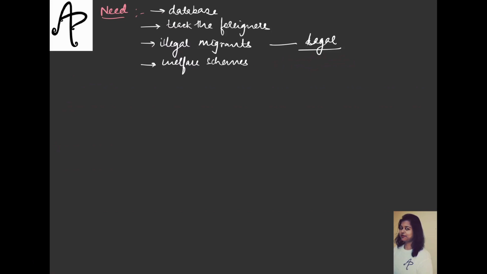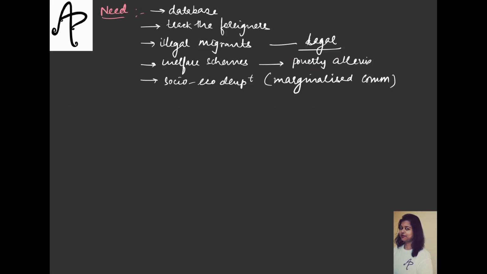Besides that, if there is any marginalized community, we can go for their socio-economic development because they will also be identified based on this. So for any marginalized community, welfare schemes happen, and it will also help us to alleviate the poverty. So it will anyways directly or indirectly help us in poverty alleviation.